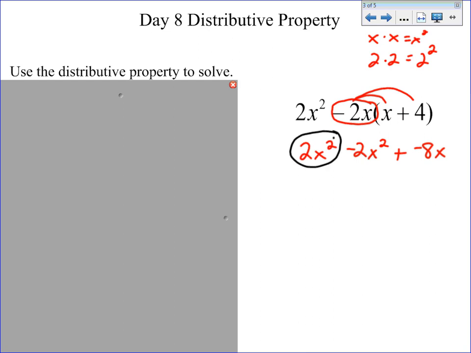We need to take our signs. What can we combine? Well, we can combine these two. 2 minus 2 is 0, so we're simply left with negative 8x.